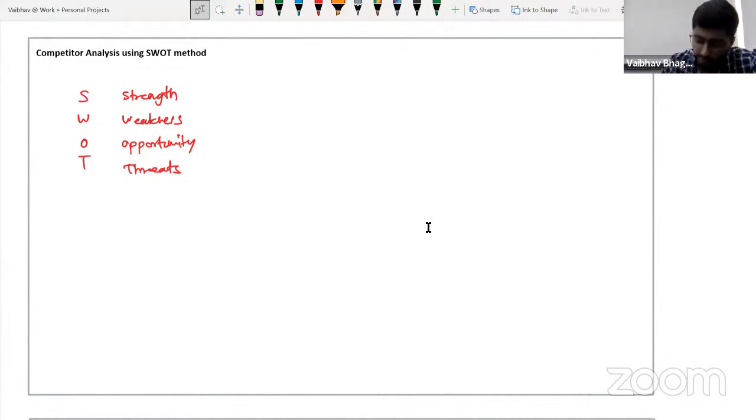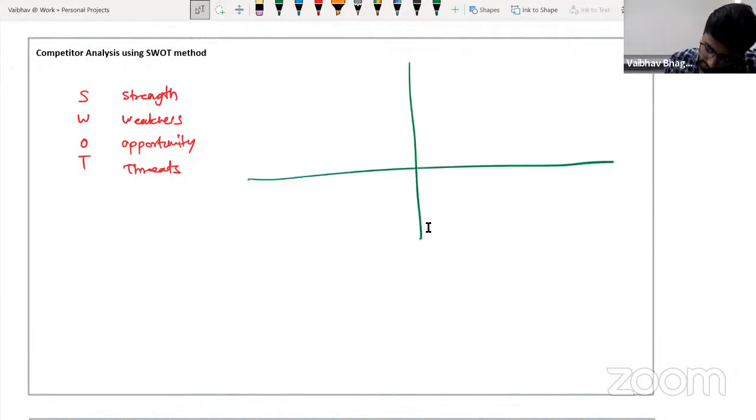So for that we need to do this SWOT analysis. In the SWOT analysis, we basically write the strength, weakness, opportunity, and threats of the competitor. So the strength of the competitor can be, let's say, that the competitor is already there in the market for the last 5 years, and he has most of the customers. So the application of the competitor is used by most of the customers. So his strength would be that he has the market presence.